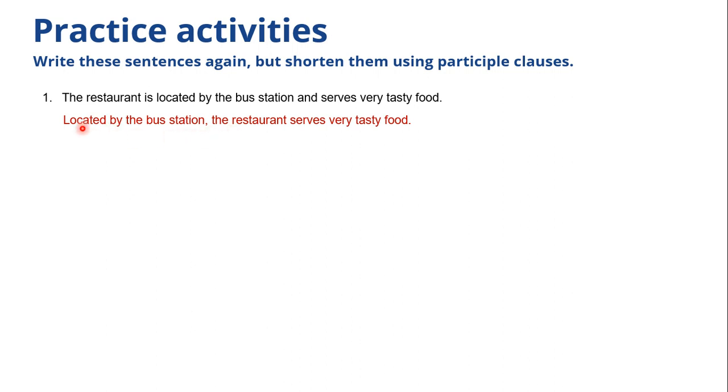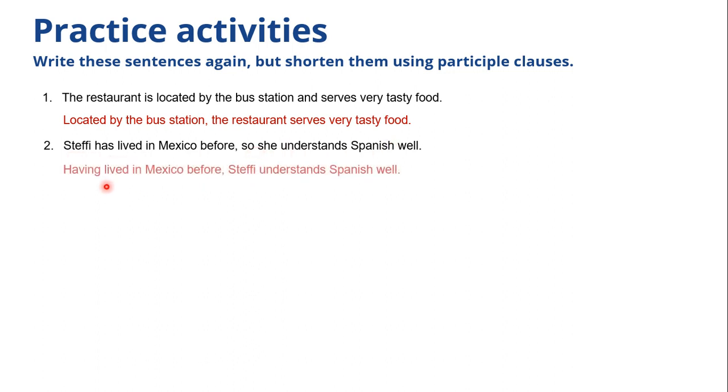Okay, the use of the past participle. Steffi has lived in Mexico before, so she understands Spanish well. She and she, the same subject, so the linker is shown. How to make it? Having lived in Mexico before. So in this one, has lived changes to having lived in Mexico before. Any tense is possible, as long as it fits the context. Steffi understands Spanish well. See, right?